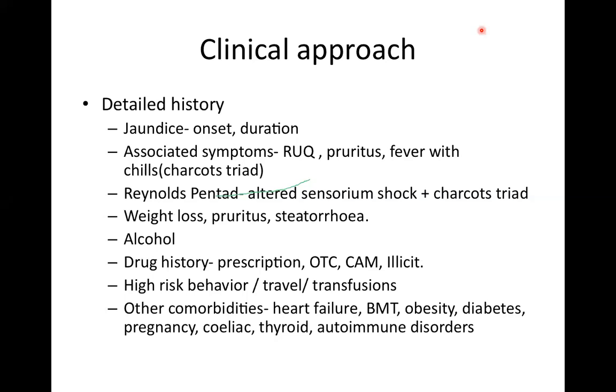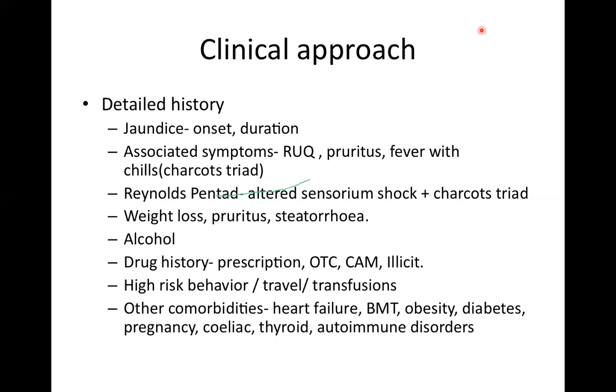Then there are features like weight loss, pruritus, and steatorrhea, which may suggest an obstruction and a more sinister process as a cause for the abnormality in liver function test. Alcohol is an important history to take because the vast majority of liver disease we see is related to alcohol. And then drug history is pretty important because I think you need to go back in time for a few months sometimes, for certain drugs give a cholestatic picture even months after exposure.